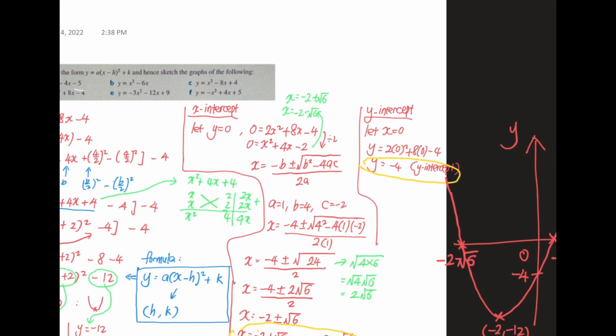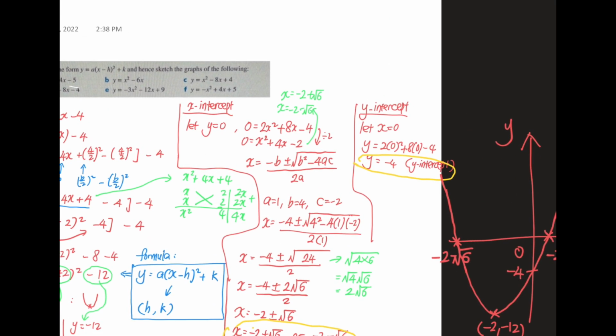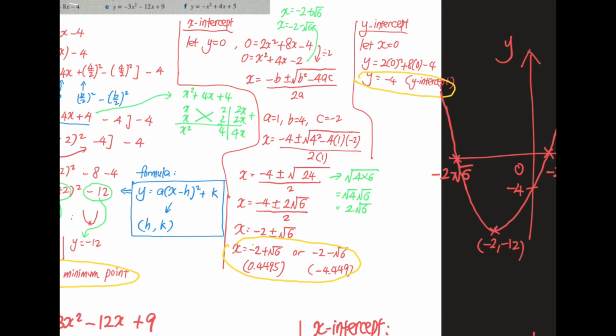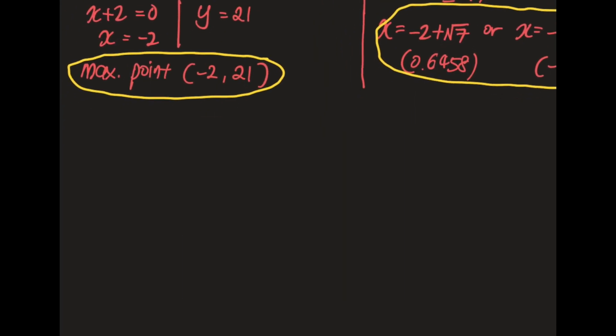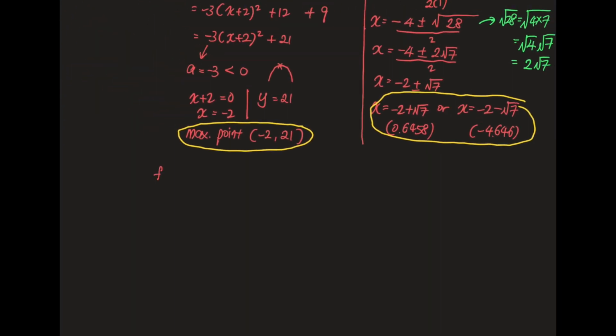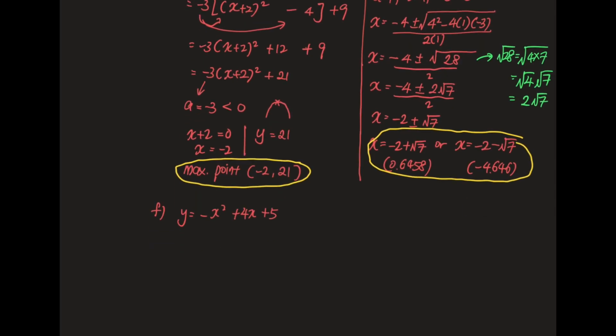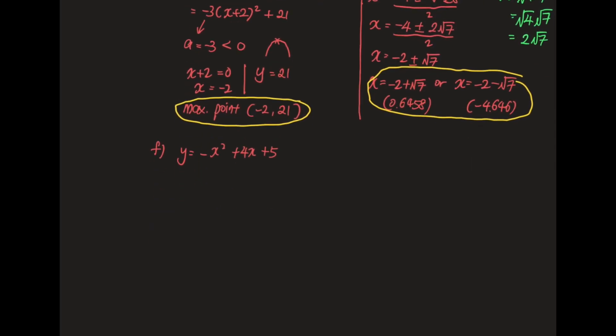So this is the second question. Then we have the third one, y equals minus x squared plus 4x plus 5. Let's double check first. Minus x squared plus 4x plus 5. Okay, yes.